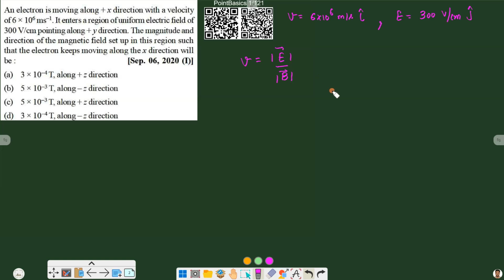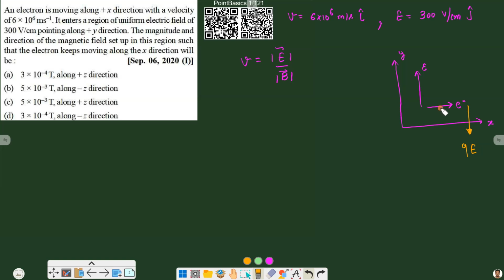We can also find this out like this. Suppose this is our coordinate axis, this is the x direction, this is the y direction. Here the electric field is acting in the y direction, and the electron is moving like this. So the force on the electron will be downward, and that is given by Q times E, charge of the particle into electric field.